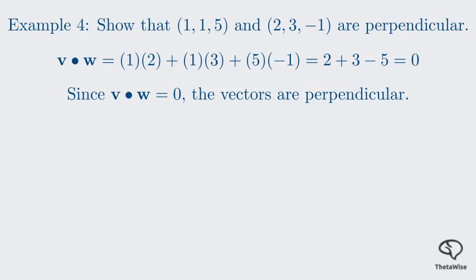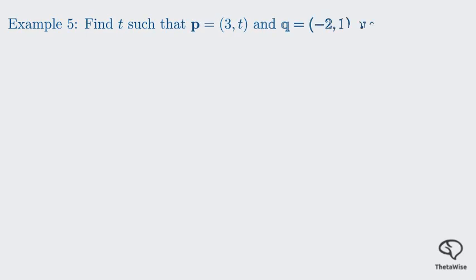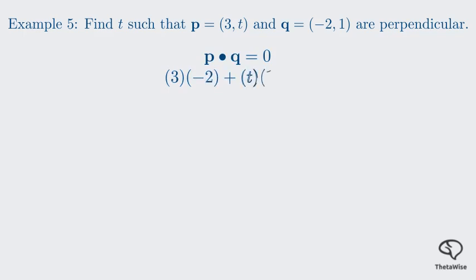We'll use the perpendicularity condition to find an unknown component. We need to find a scalar t such that the vector p = (3, t) and the vector q = (2, 1) are perpendicular. Again, if they are perpendicular, their scalar product must be 0. We set the scalar product p dot q equal to 0. This gives us 3 times 2 plus t times 1 equals 0.